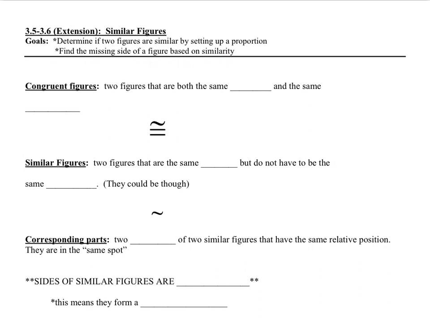So the first thing we need to talk about is what congruent figures are. Congruent figures are two figures that are both the same size and the same shape. So if you took one figure and put it right on top of the other, they would be exactly the same. That's what congruent means. The symbol for congruent is this. It's an equal sign with a line over it.